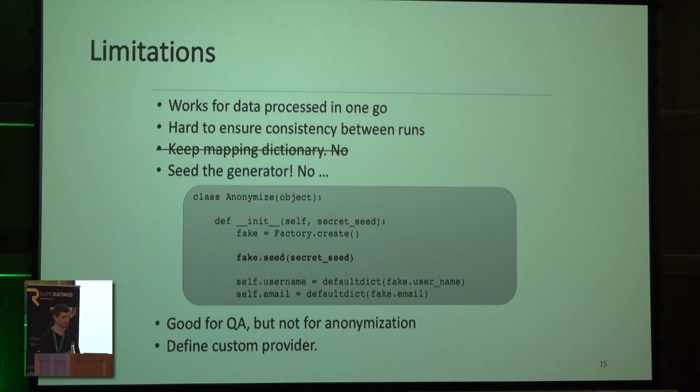Now the limitations of this method is that actually we can anonymize the data in one go, and it works very well. But because we destroy the mapping between the original values and the anonymized values, during the second run, we would get different anonymized values for the same original values.